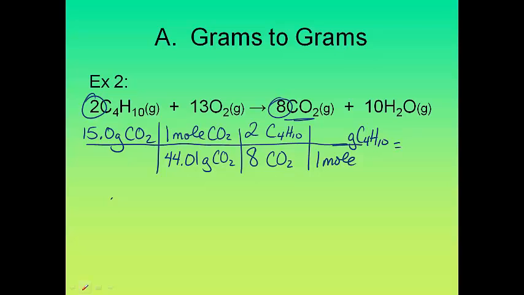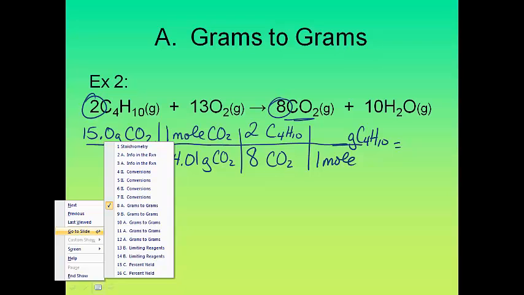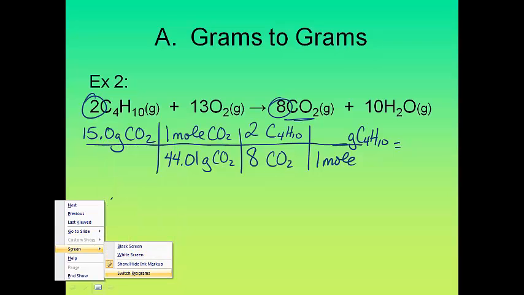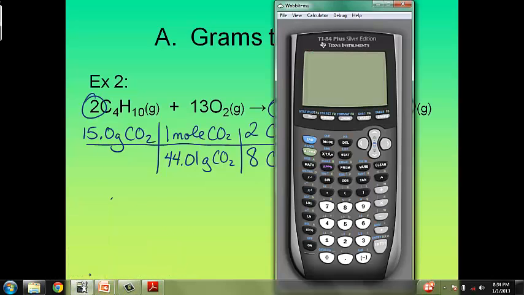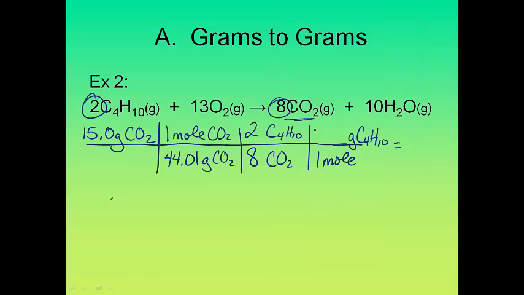Okay, now I have to go to my periodic table, and I have to calculate the molar mass of C4H10. So for 4 carbons, it's 4 times 12.01, plus 10 hydrogens, in parentheses. Remember what I always say: parentheses are your friend. And remember, round to 2 places past the decimal when you're adding and looking up numbers from the periodic table. So it's 58.14.